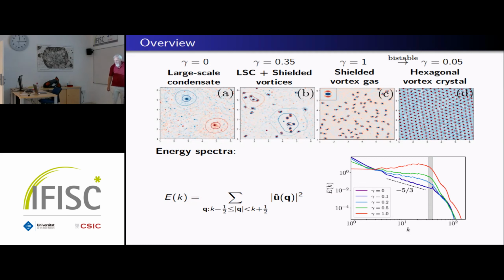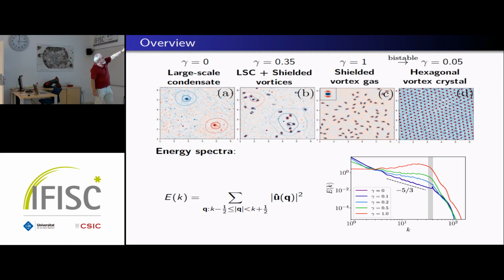The scale of these structures is something like twice the scale at which you're forcing the system, that scale L1. And the sign of the small vortices that appear in these condensates correlates with the ambient vorticity. So these are vorticity plots, by the way, since you're familiar with vorticity plots.